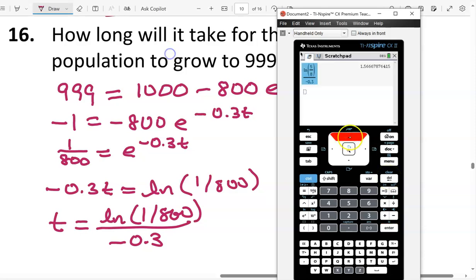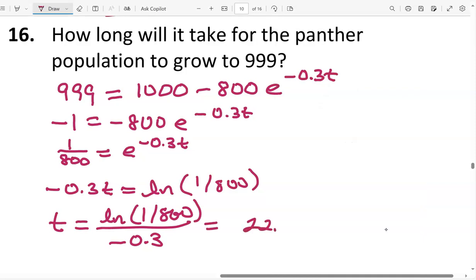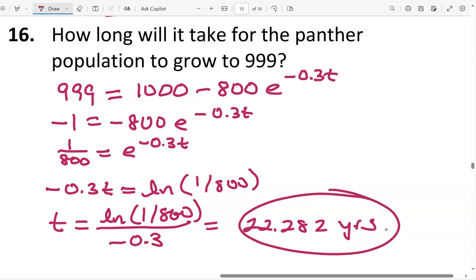And we had a similar calculation in the previous question, so I'm just going to edit it. So the natural log of 1/800th and divided by negative 0.3, and that gives us 22.282 years. This is a limited growth model, which means that the growth can happen quickly at first, but then tails off quickly as the number of panthers approaches its limited capacity of 1,000 in the wildlife preserve.